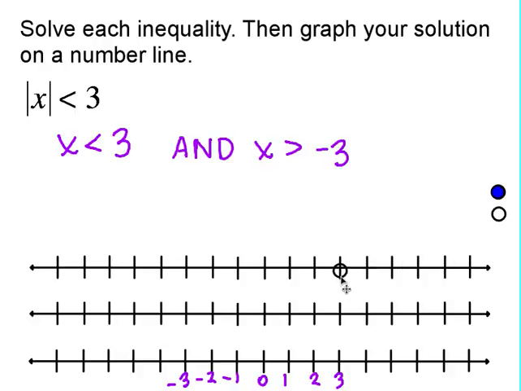So we're going to put an open circle at 3. And I'm going to shade which way? To the left because it is less than 3, right? So I'm going to shade this way. Now the next one says x is greater than negative 3. So what am I going to do there? Open circle on negative 3, and which way am I going to shade?